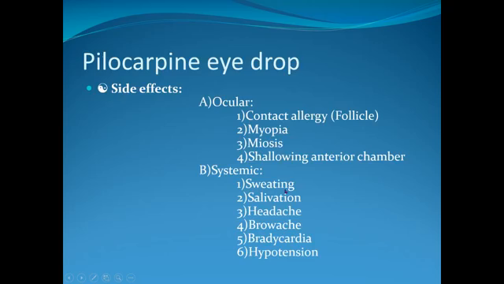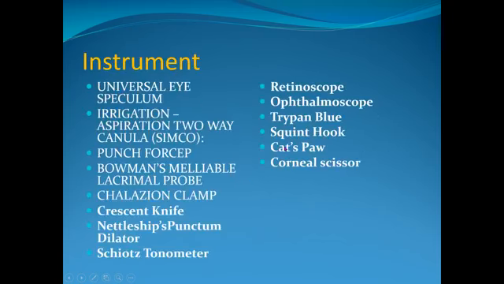This is the ocular side effect. And systemic, there may be sweating, salivation, headache, brow ache, bradycardia, and hypotension. Usually, when pilocarpine is absorbed systemically, then systemic adverse effects occur. Usually these systemic adverse effects are rare. The ocular side effects are common.